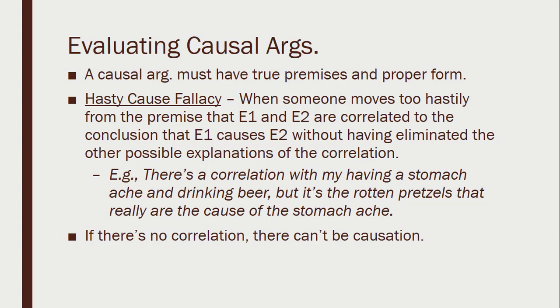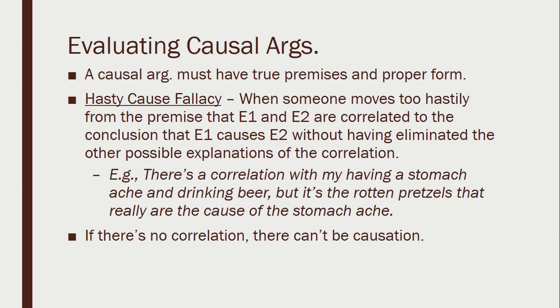The first one is called the hasty cause fallacy, and this is when someone moves too hastily from the premise that E1 and E2 are correlated to the conclusion that E1 causes E2 without having eliminated other possible explanations of the correlation. Remember the various other possible explanations of the correlation. It could be the case that E2 causes E1, or perhaps there's a third cause, an underlying cause that causes both E1 and E2. It could also be that it's merely a coincidental correlation.